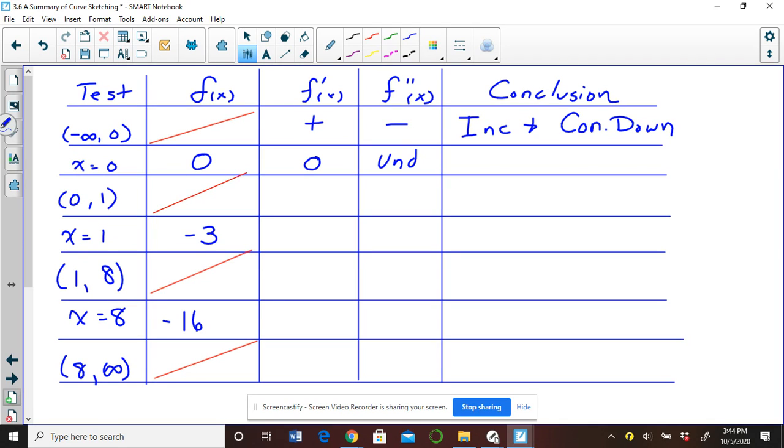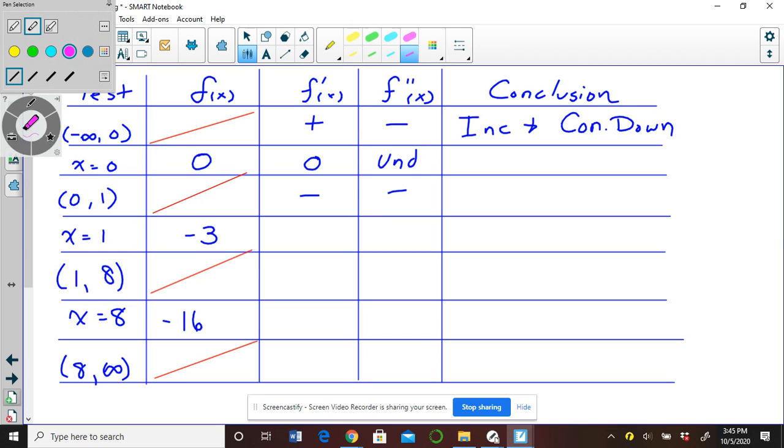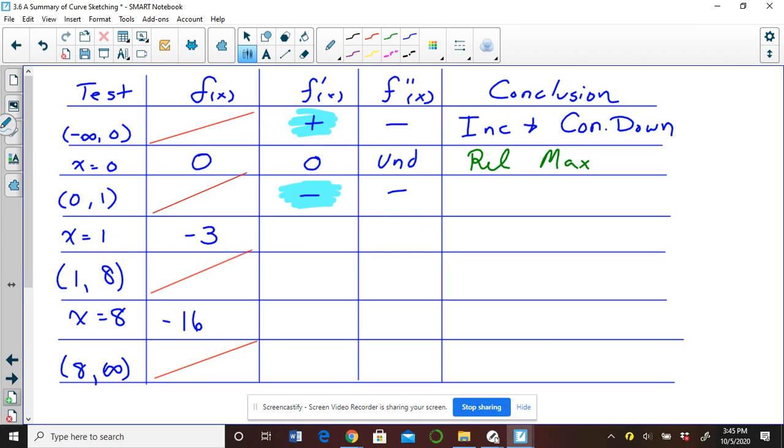So from 0 to 1, let's say a half, f prime would be negative. F double prime is negative. So it was a possible point of inflection or a critical number. So if we hone in on f prime here, and I'm going to highlight our two pieces, we're going from positive to negative. So because we're switching from positive to negative, that means that we have a relative maximum because we're switching from increasing to decreasing.